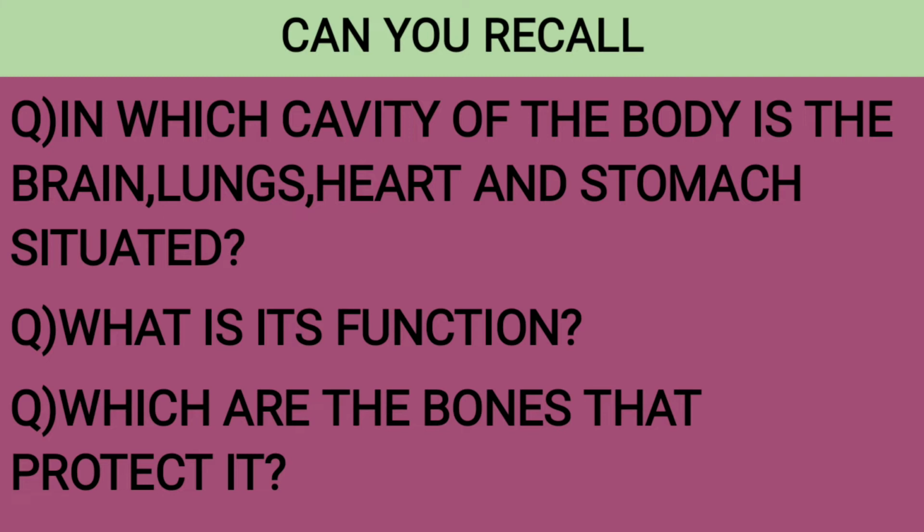So, if you are thinking, you must be knowing where your brain is situated. There is a hard covering on your brain, and that is known as the skull. But do you know in which cavity it is? Yes, it is in the cranial cavity. Similarly, your lungs and heart are situated in the thoracic cavity, and your stomach is situated in the abdominal cavity. And the function of the brain, we can say, is that it is the remote control. As I move ahead, I'll explain it to you.